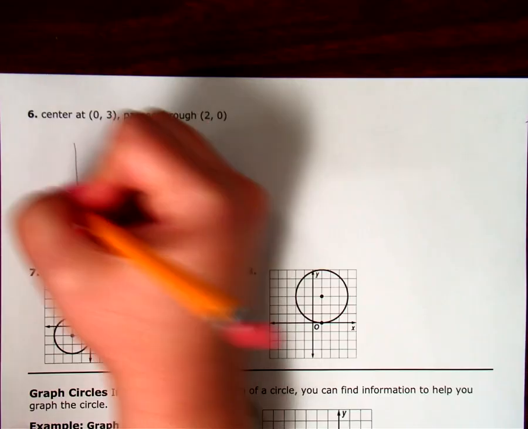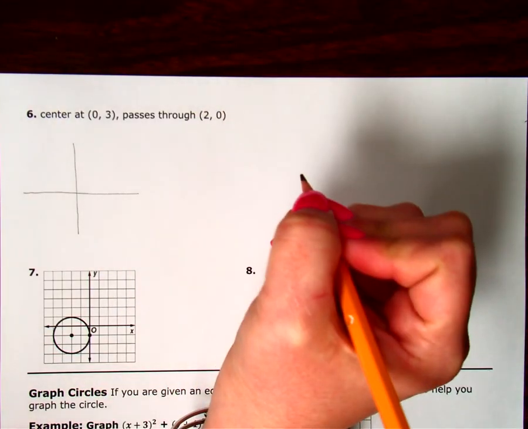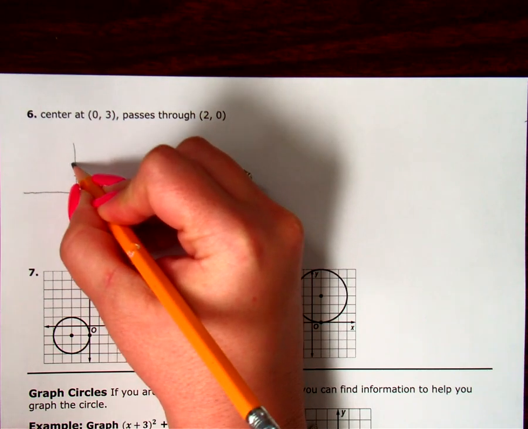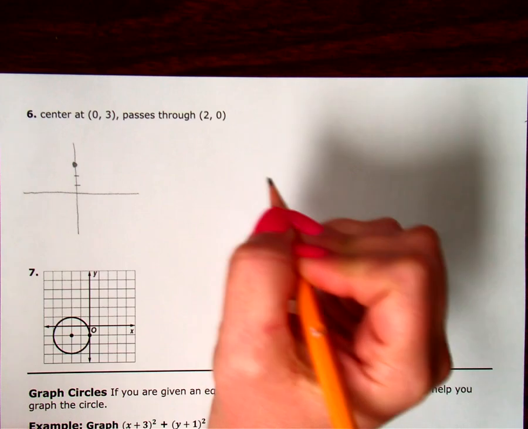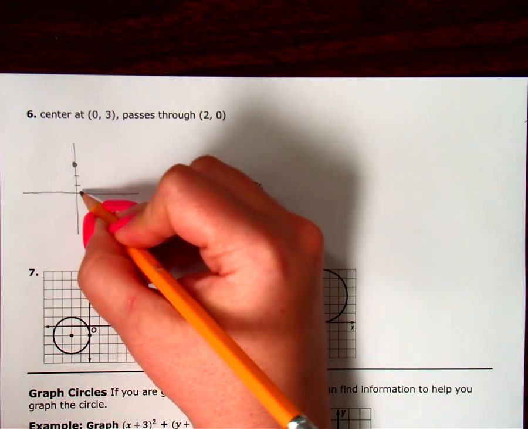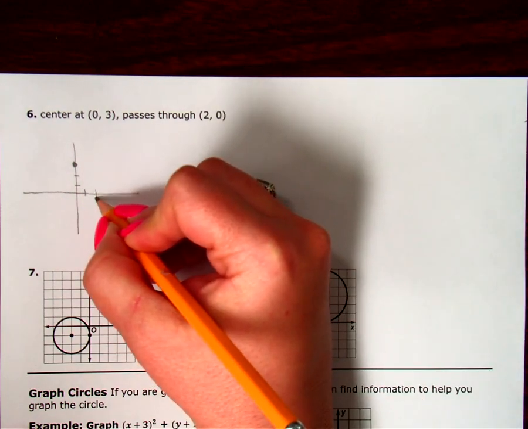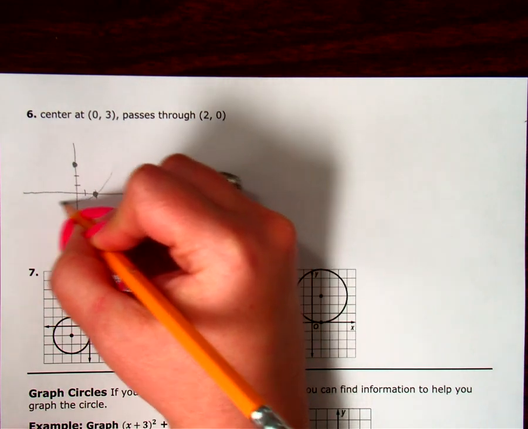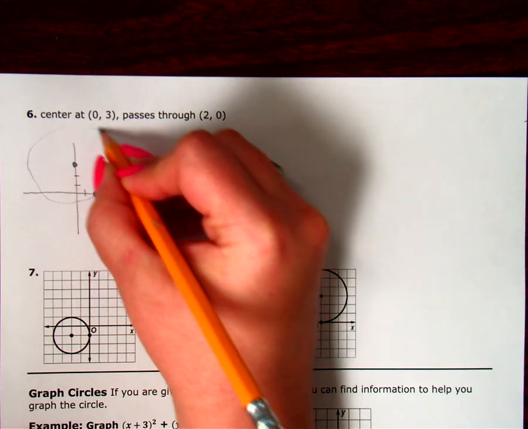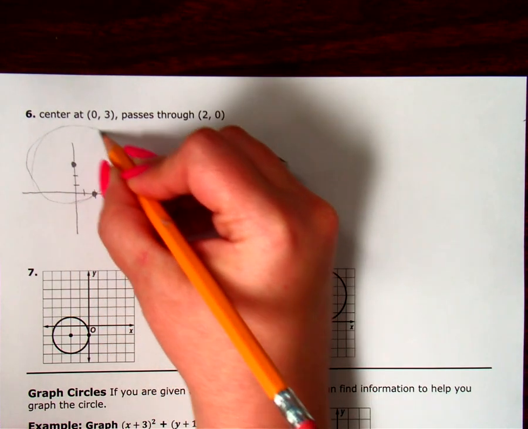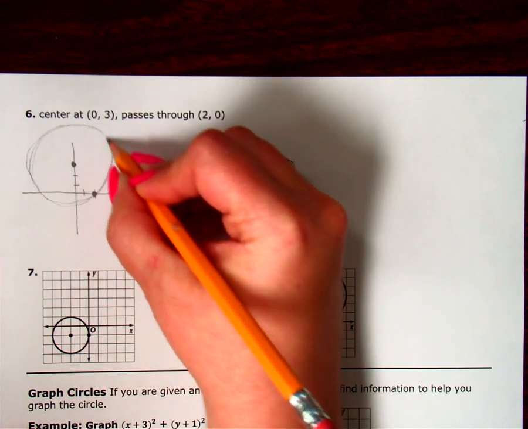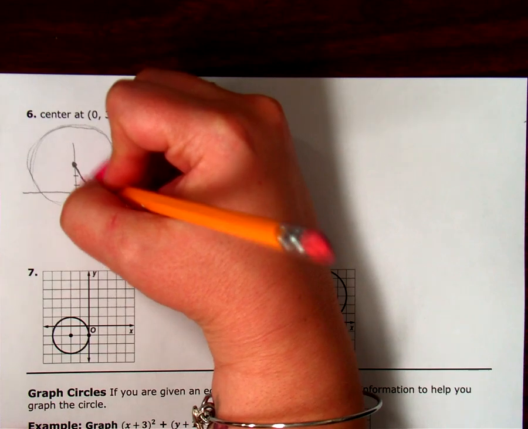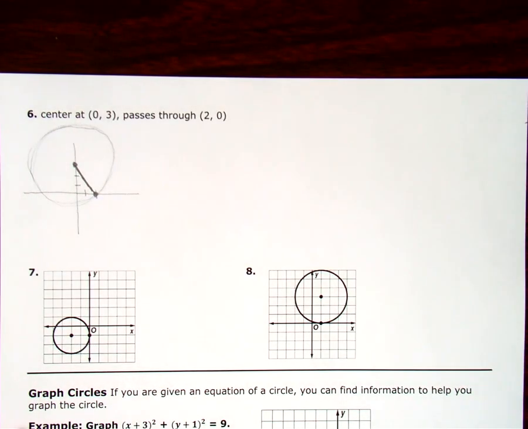So I'm going to graph (0, 3): 0, and then 1, 2, 3. There's my center. And then I'm going to pass through (2, 0): 1, 2, and then I'm going down to (2, 0) right here. So my circle is going to look something like this, right? So now my radius is this diagonal here.